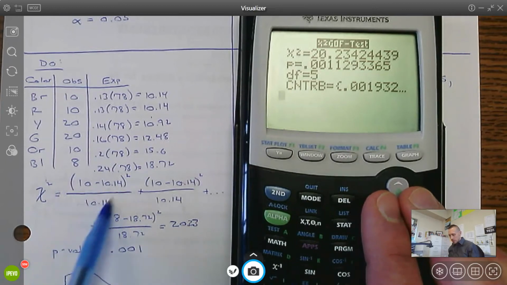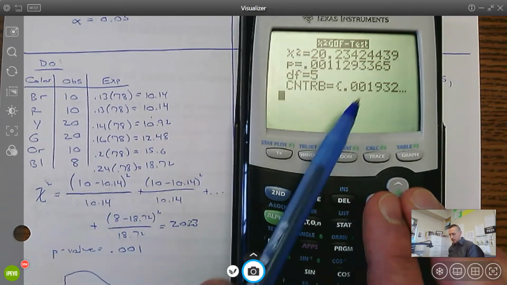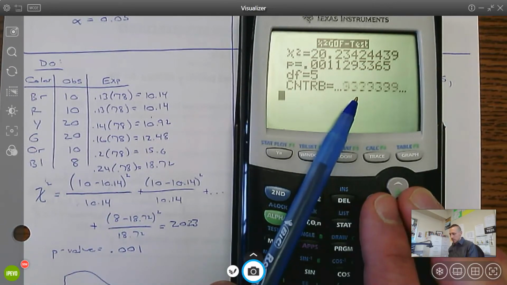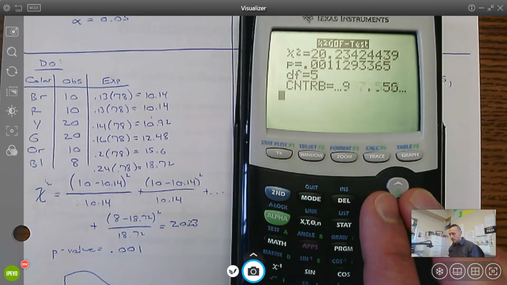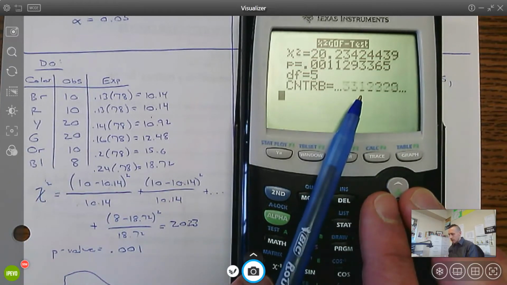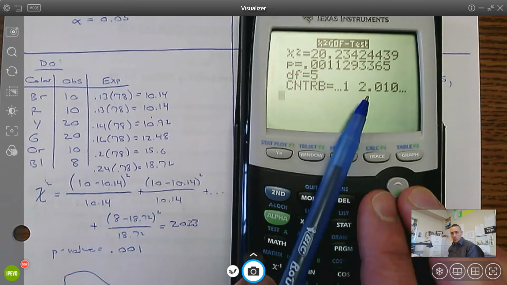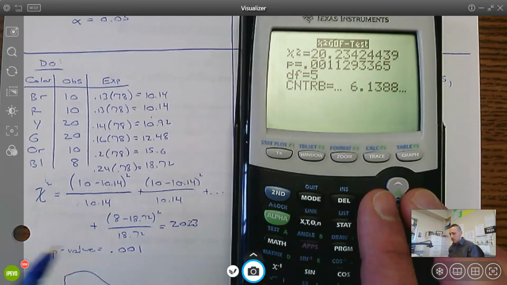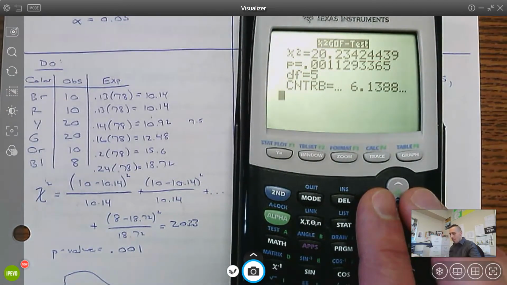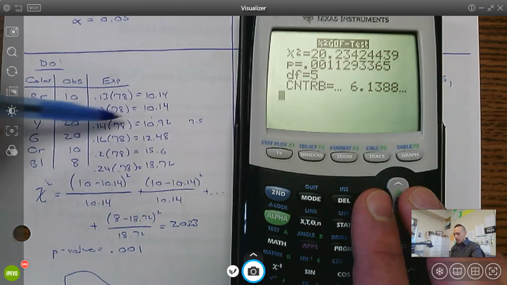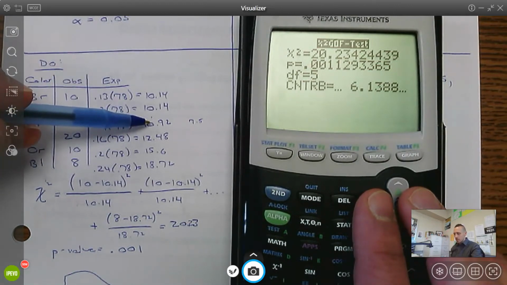So if I actually calculated this out by hand, I'm going to get that 0.001. So that's really small. Red, same thing. Yellow, 7.5. Green, 4.5. Orange, 2. And blue, 6.1. So yellow had the biggest. This one was about 7.5. If I did 20 minus that 10.92 squared divided by 10.92.